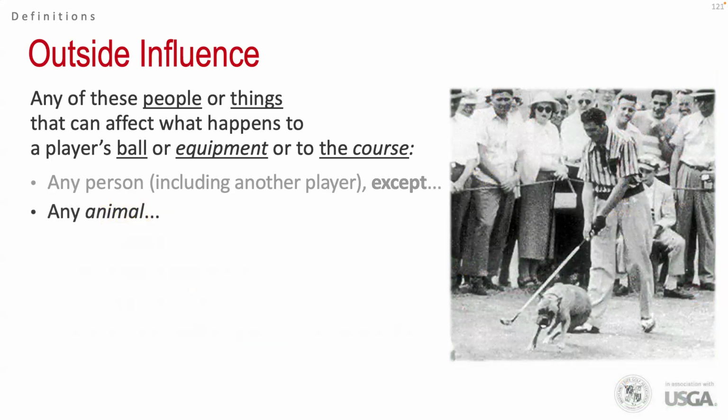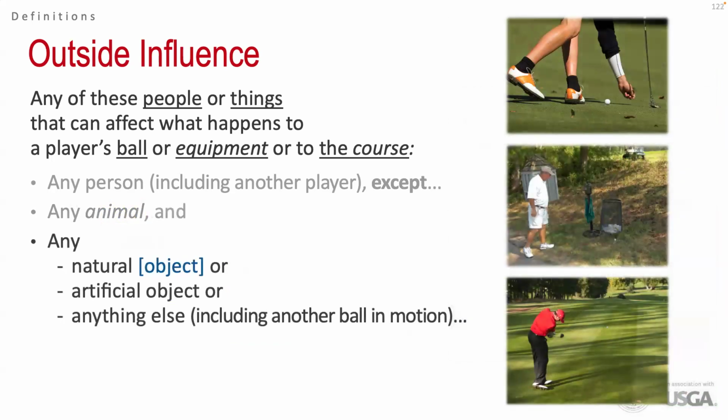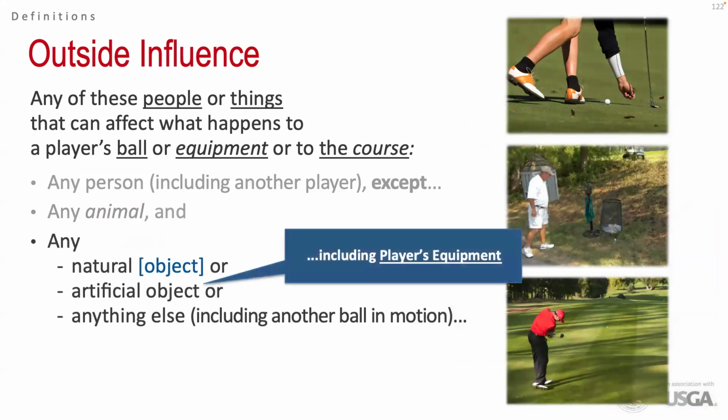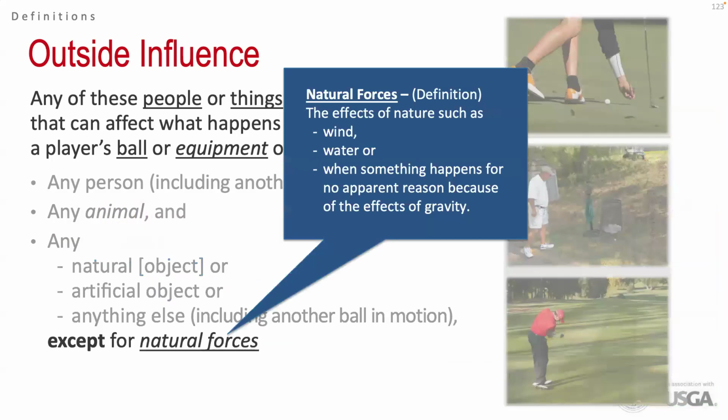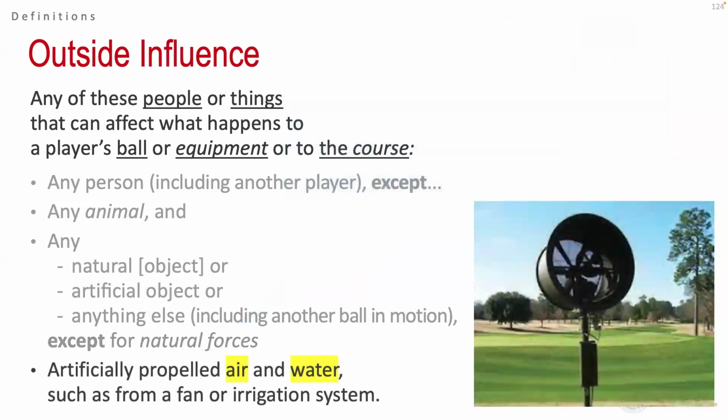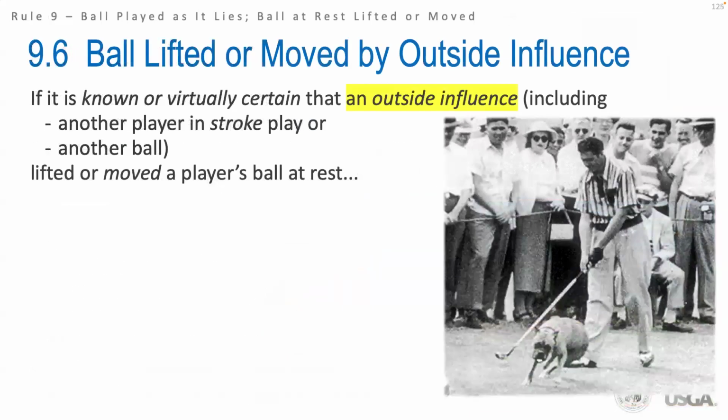Another outside influence could be an animal, and any natural object or artificial object or anything else, including another ball in motion, except for natural forces. And we saw what natural forces were earlier. Again, wind, water, or when something happens for no apparent reason. Artificially propelled air, so maybe from a turf fan. These can also be outside influences.